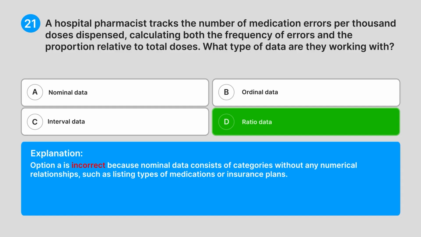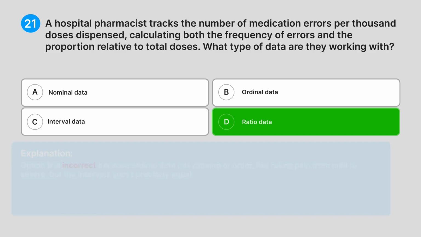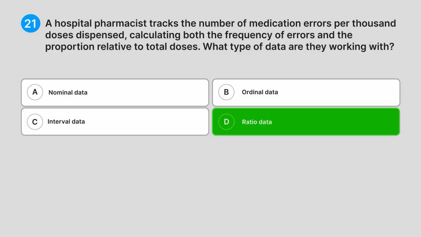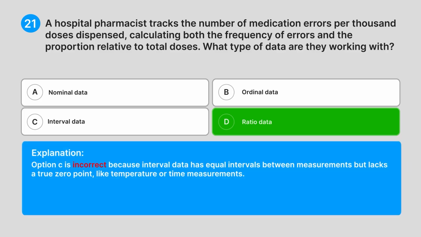Option A is incorrect because nominal data consists of categories without any numerical relationships, such as listing types of medications or insurance plans. Option B is incorrect because ordinal data has ranking or order, like rating pain from mild to severe, but the intervals aren't precisely equal. Option C is incorrect because interval data has equal intervals between measurements, but lacks a true 0 point, like temperature or time measurements.